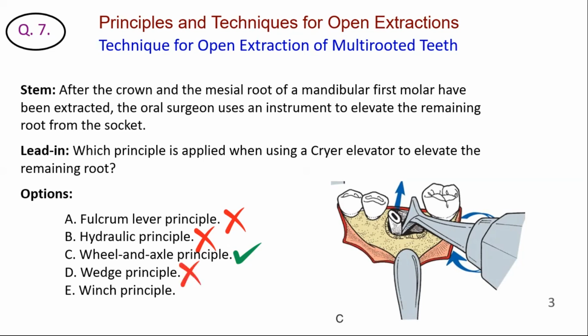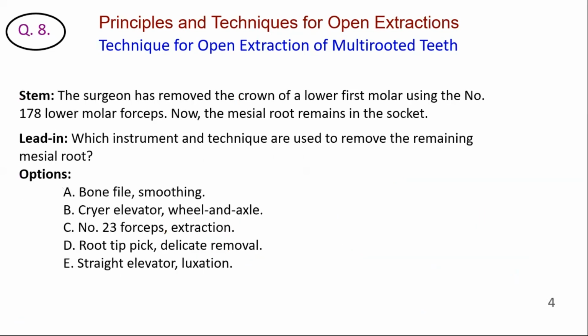Not the primary principle used here; not applicable to this context. So the correct answer is C. The elevator is inserted into the empty tooth socket and rotated using the wheel and axle principle. The surgeon has removed the crown of the lower first molar using the number 178 lower molar forceps. Now the mesial root remains in the socket.